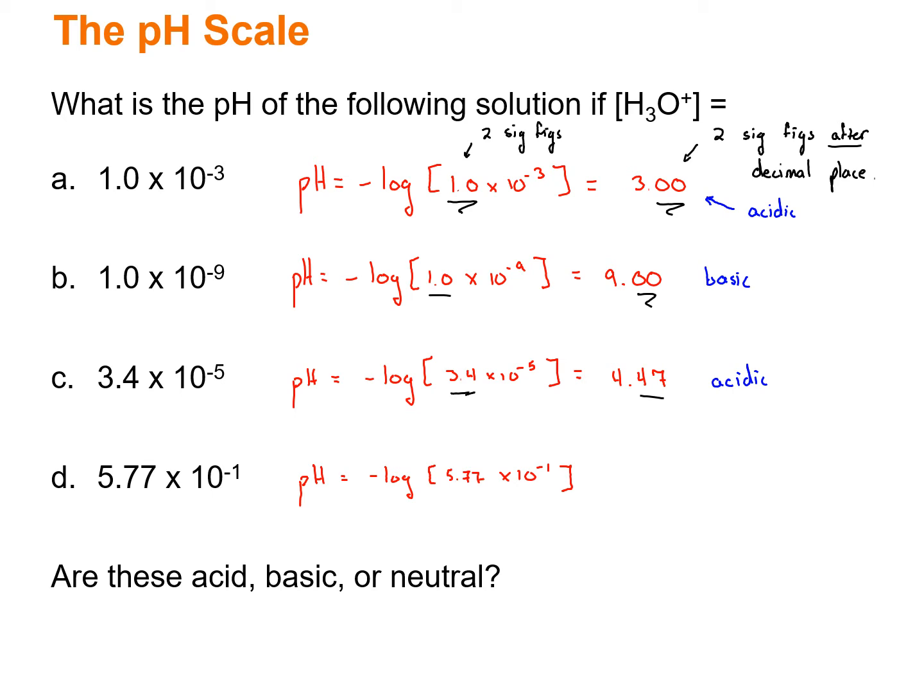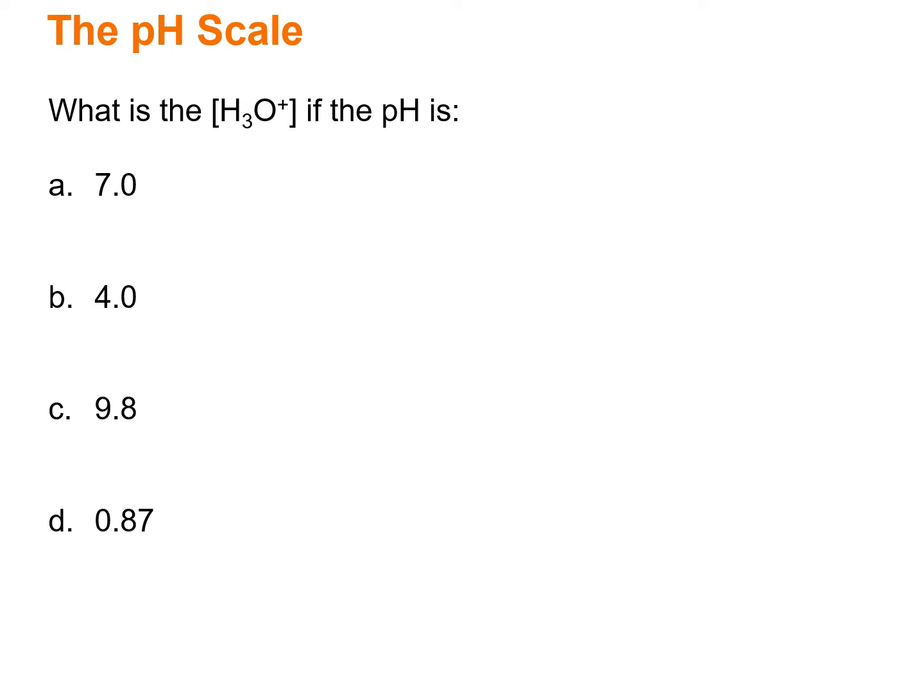Next one, we plug in 5.77 times 10 to the minus 1. That's got 3 sig figs, so notice then we should expect to get 3 sig figs after the decimal place. So this is a solution that has a pH of 0.239. That is very low, and we should expect it to be acidic. Okay? Just pay attention to those sig figs. Those are a little bit tricky at first.